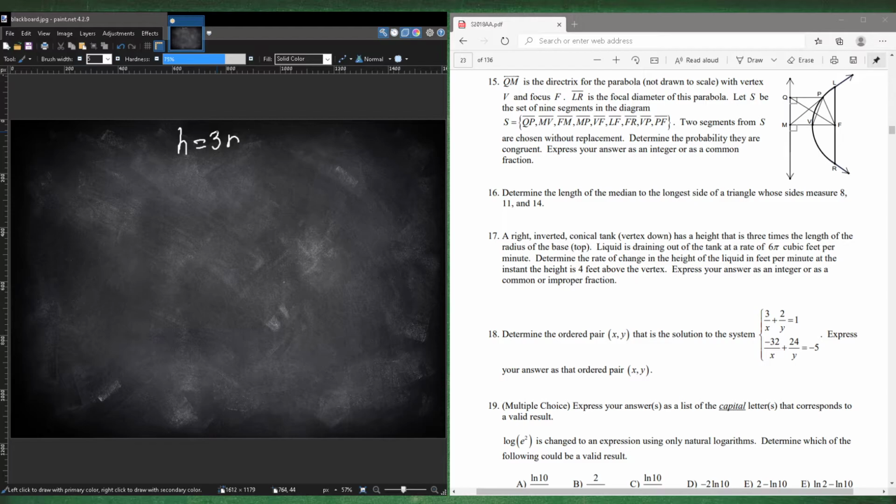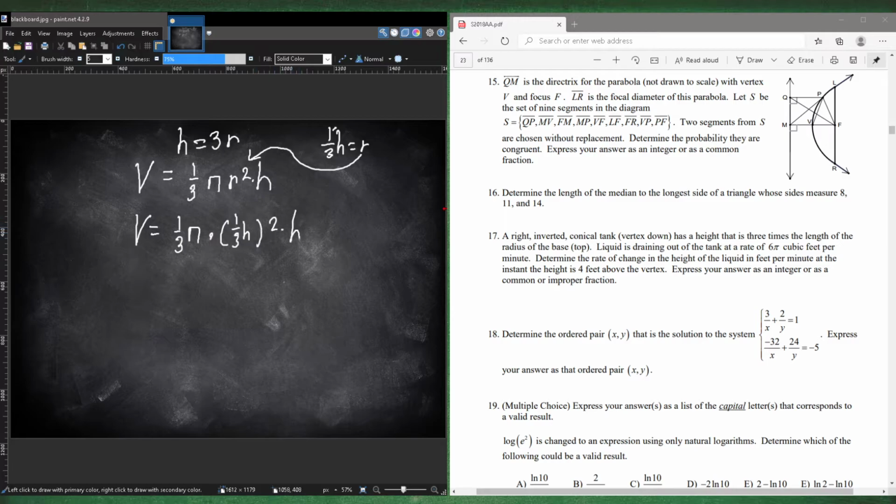So this is another calculus question, and it has to do with derivatives. So the volume of a cone is 1/3 times pi radius squared times height. So we need the radius in terms of height because we're looking for the change in height. So that means 1/3 of h equals r. So I just divide by 3 and then substitute it in for r. So your volume is 1/3 pi times 1/3 h squared times h. So your volume is 1/27 pi times h cubed.